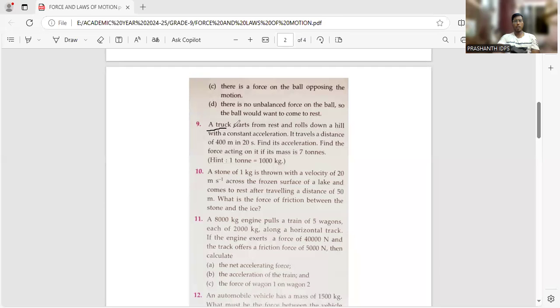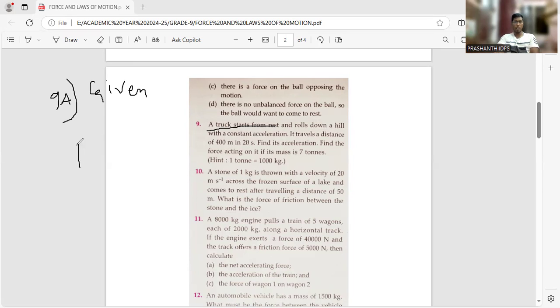Ninth one: a truck starts from rest. Underline it. One thing you have to remember, whenever you're solving any numerical, first you should read the question and underline it. Then you should start writing the given values. Then you will understand which formula to be used. This is my advice every time. First I'll read the question, I'll try to understand it, and if possible I'll try to draw a rough diagram also, to make you understand better.